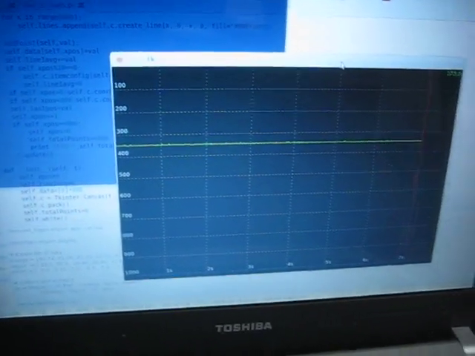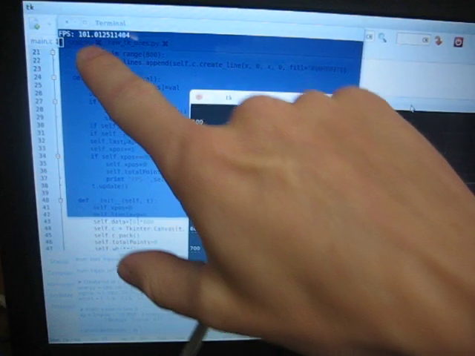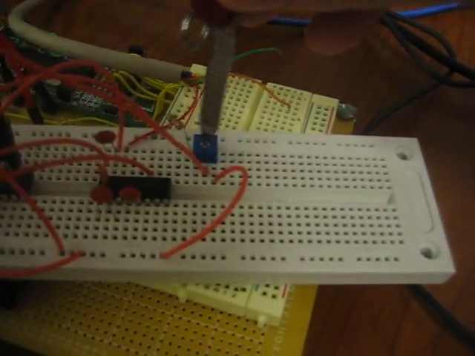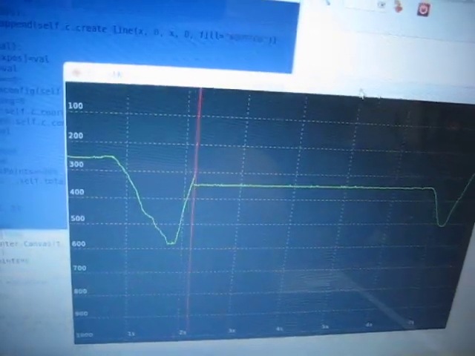It goes from the USB port of the computer. I'm using a script written in Python, and it uses Tk and the Python Imaging Library, PIL, to generate this graph. And you can see the frame rate here is about 100 frames a second. As I twist the potentiometer here, you can see the graph changing in real time.